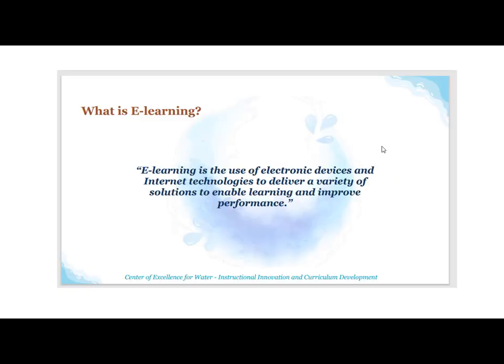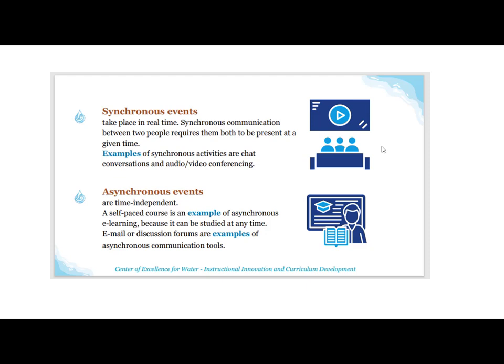instructional developers. E-learning is defined as the use of electronic devices and internet technologies to deliver a variety of solutions to enable learning and improve performance. Here we have 2 kinds of events: synchronous events and asynchronous events. Synchronous events take place in real time, and synchronous communication between 2 people requires them both to be present at the given time. An example of this kind of event is chat conversations and audio-visual conferencing.